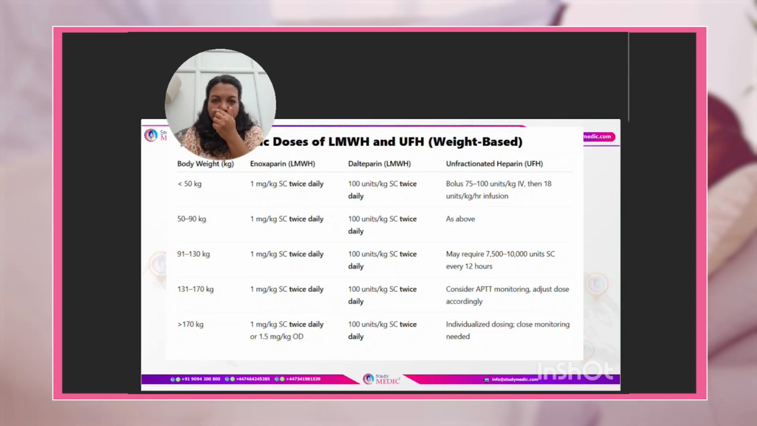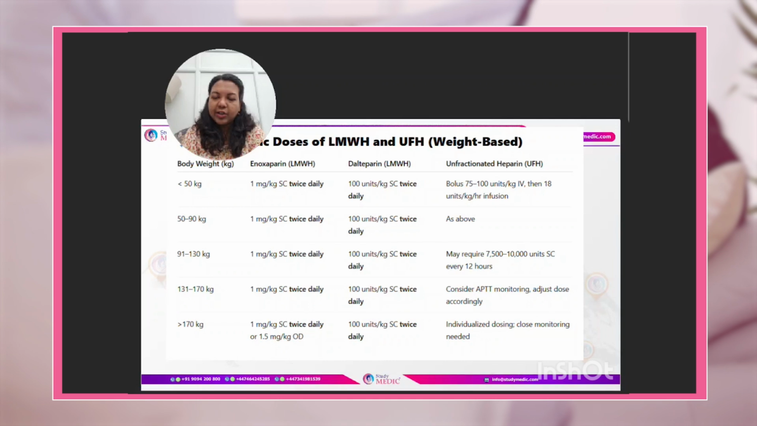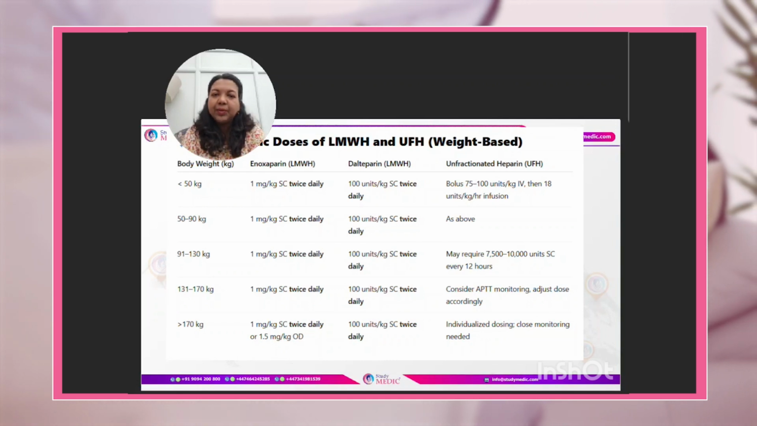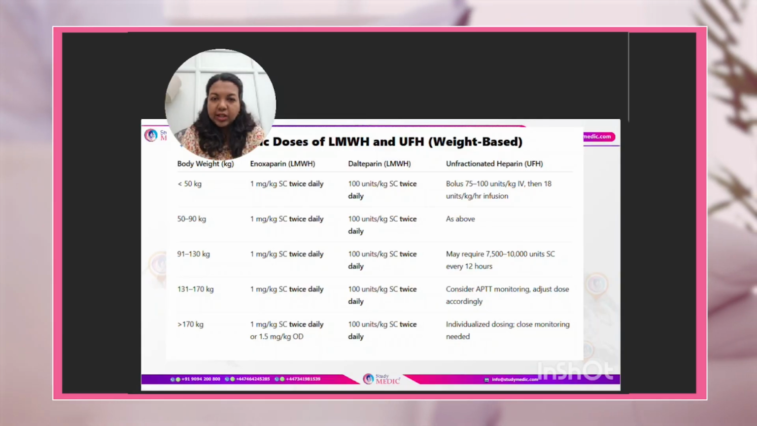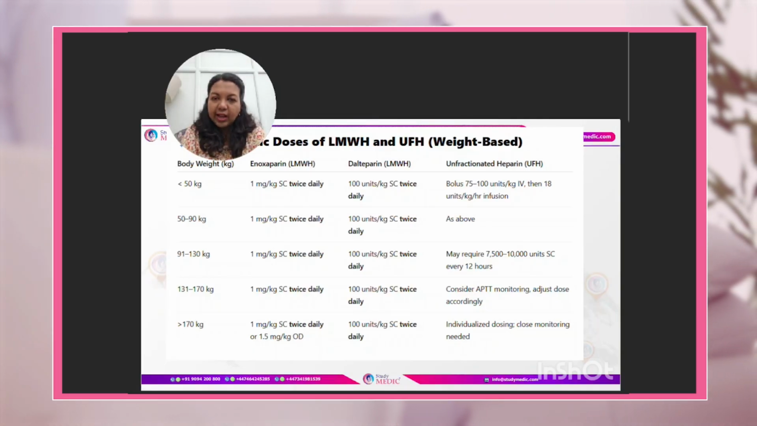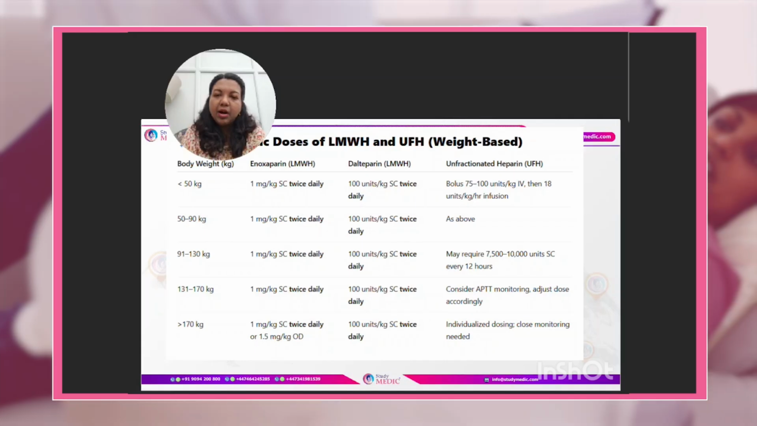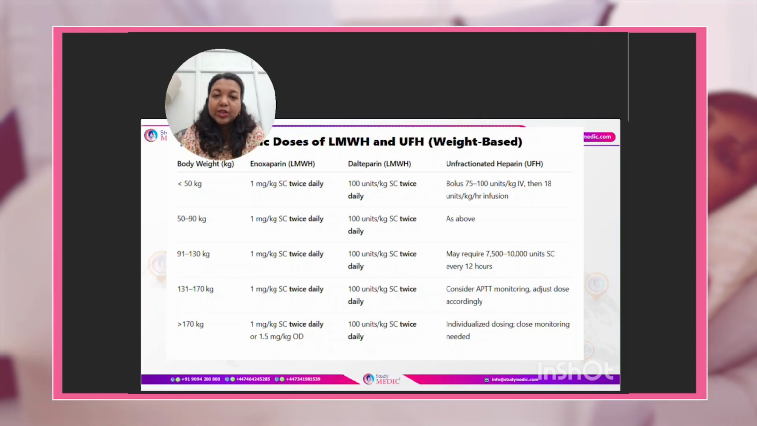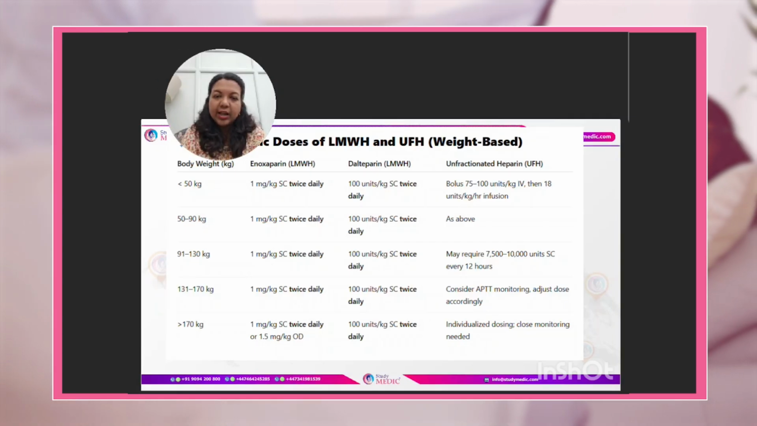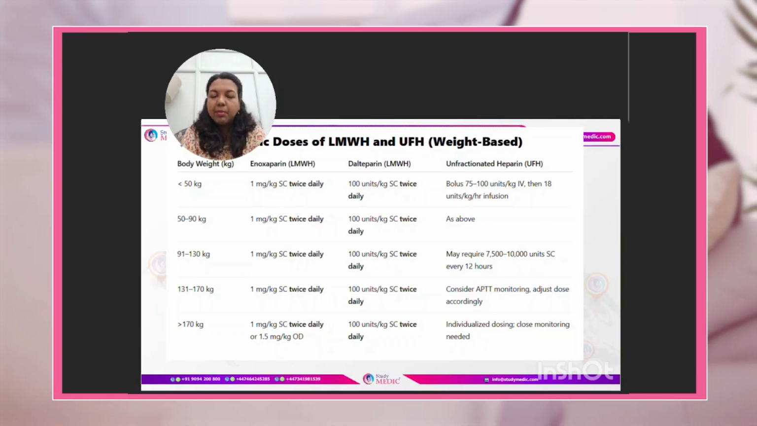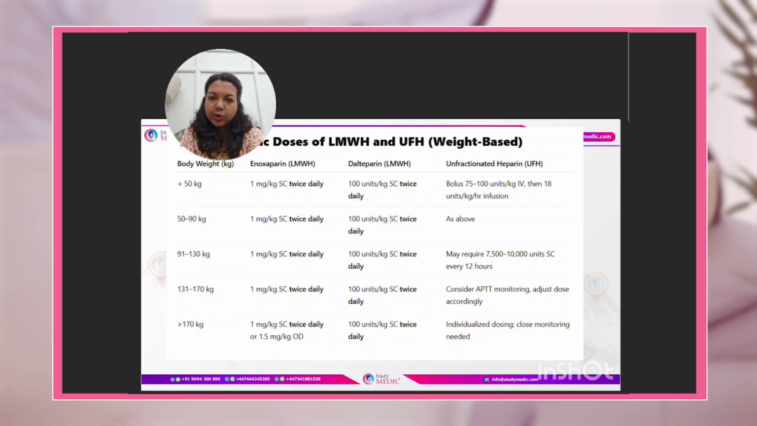While in case of therapeutic dose of low molecular weight heparin and unfractionated heparin, if it is less than 50 kg, or 50 to 90 kg, or 90 to 130 kg, or 130 to 170 kg, it is usually 1 milligram per kg body weight twice daily subcutaneously. And if it is more than 170 kg, then maybe 1.5 milligram per kg body weight once daily can also be given.